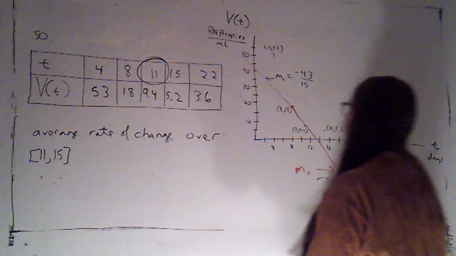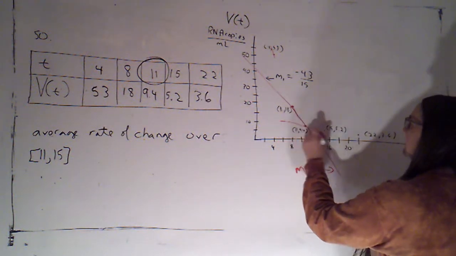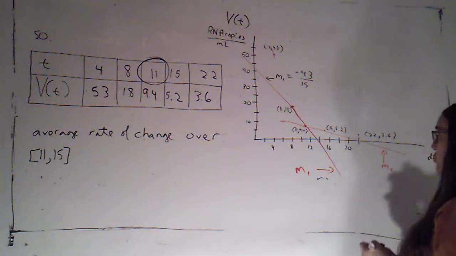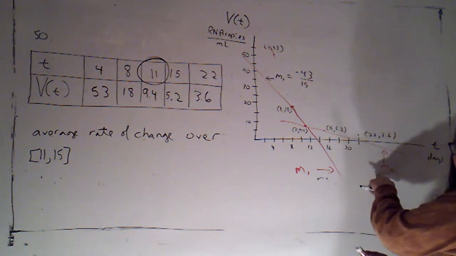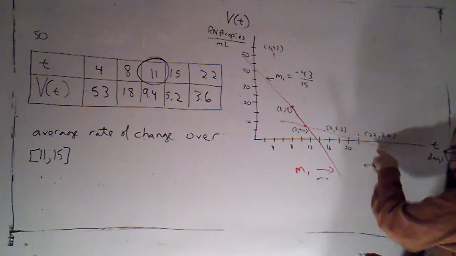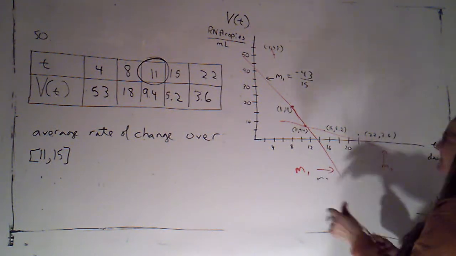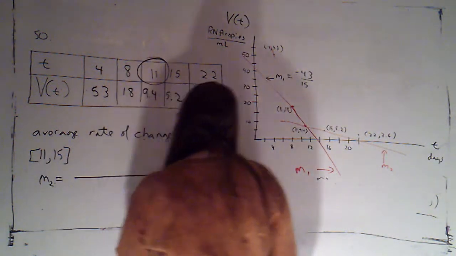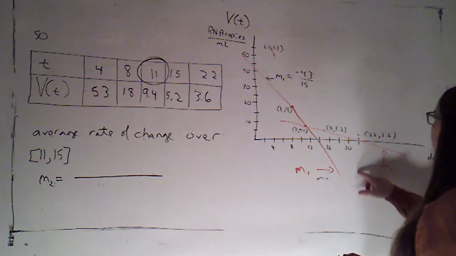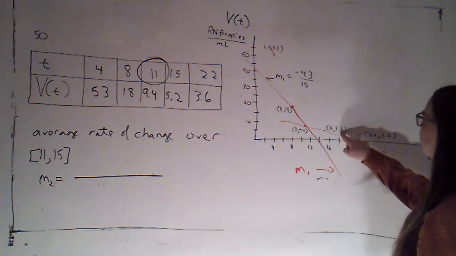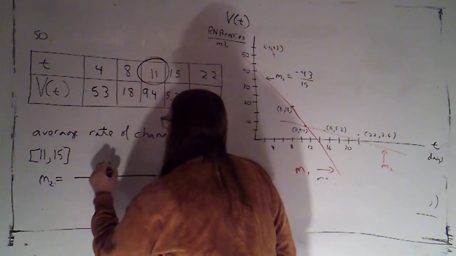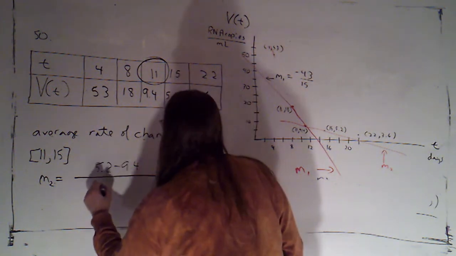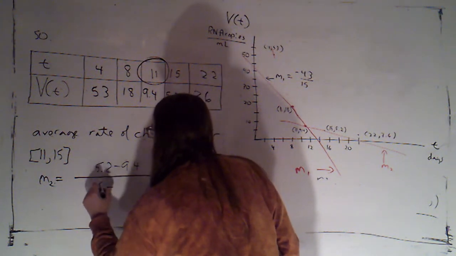So again, that's going to be a slope of a secant line. That's just going to be this secant line, which will have slope M2. Now, the line isn't the same as the slope, but I'm just drawing the arrow to say M2 is the slope of that line. Okay. So M2 would just be rise over run. The rise would be the change in the viral load. So that's going to be 5.2 minus 9.4 over 15 minus 11.